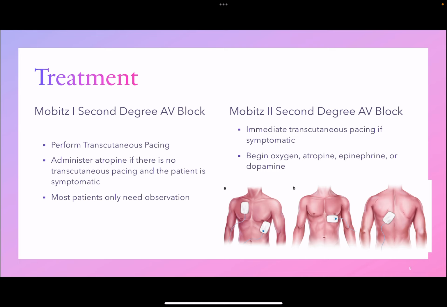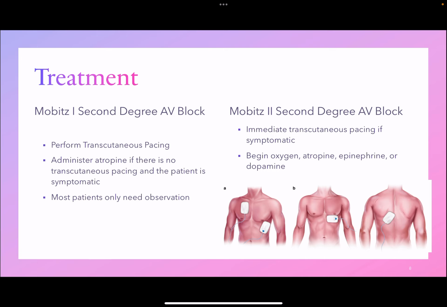The treatments. The treatment for Mobitz 1 is going to be transcutaneous pacing, and that is the image here in the bottom right corner where you can see the electrical pads being placed onto the patient, and this is just trying to help the patient stay in a normal rhythm or get them back into a normal rhythm. We can administer atropine if there is no transcutaneous pacing available and the patient is symptomatic. Again, we're not wanting to give the patient any unnecessary medications if it's not needed and they are not symptomatic. Most patients only need observation.